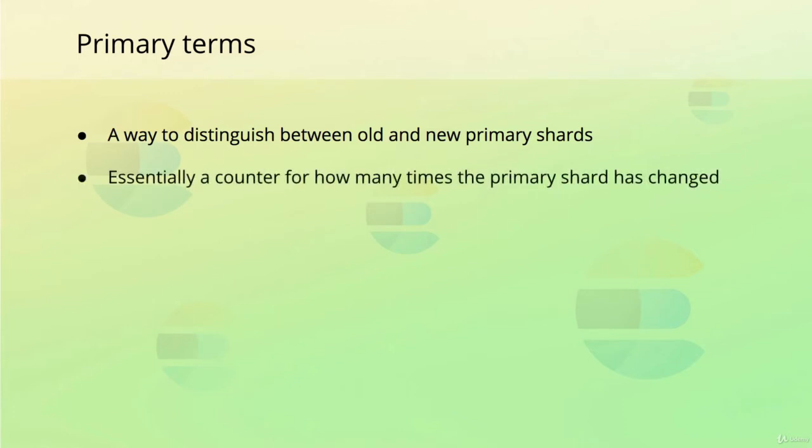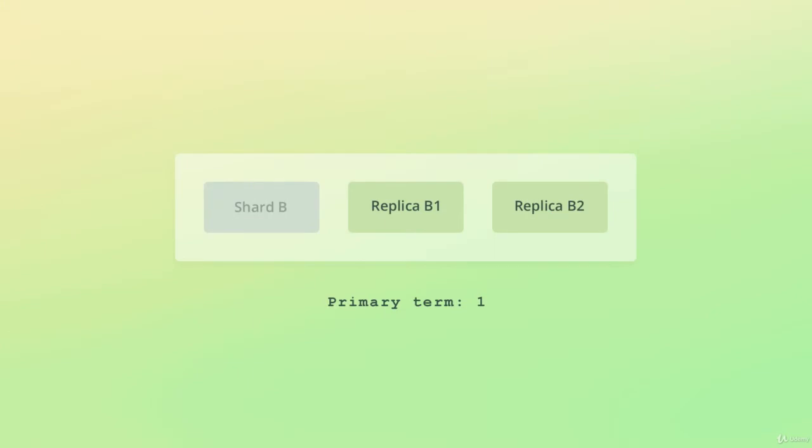The primary term for a replication group is essentially just a counter for how many times the primary shard has changed. In the example that you just saw, the primary term for the replication group would be increased by 1 because the primary shard failed and one of the replica shards was promoted to being the new primary shard. The primary terms for all replication groups are persisted in the cluster state.